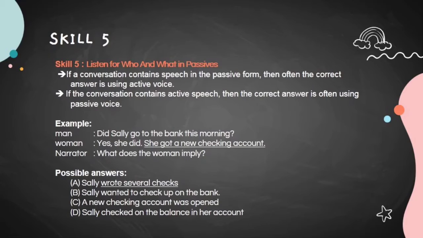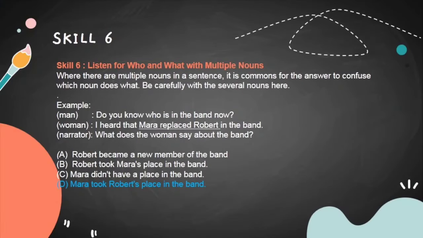Skill 5. Listen for who and what in passive. If a conversation contains speech in the passive form, then the correct answer is using active voice. And for the example here, she got a new checking account. It refers to active. And the answer is A. Sally wrote several checks. And it refers to passive.